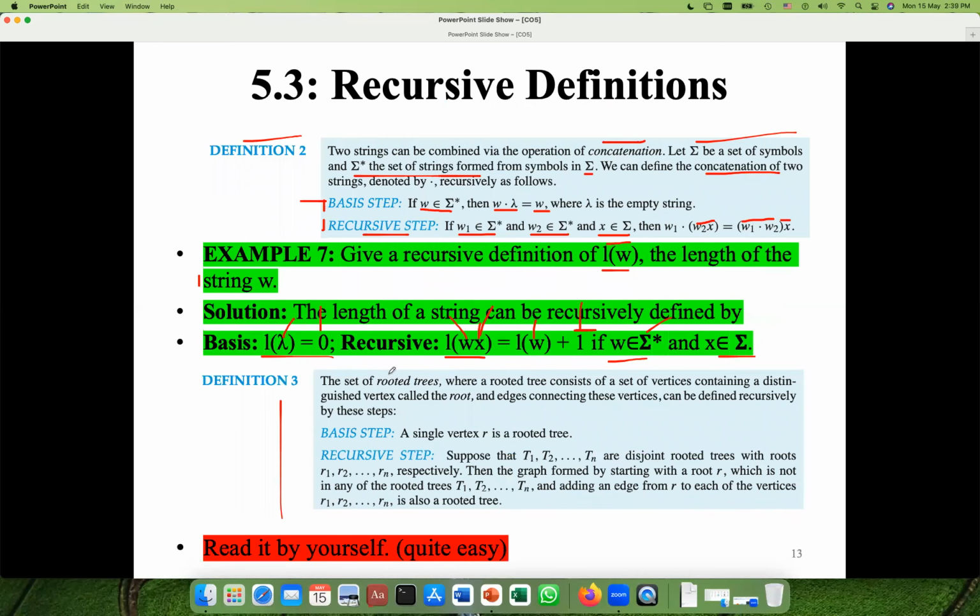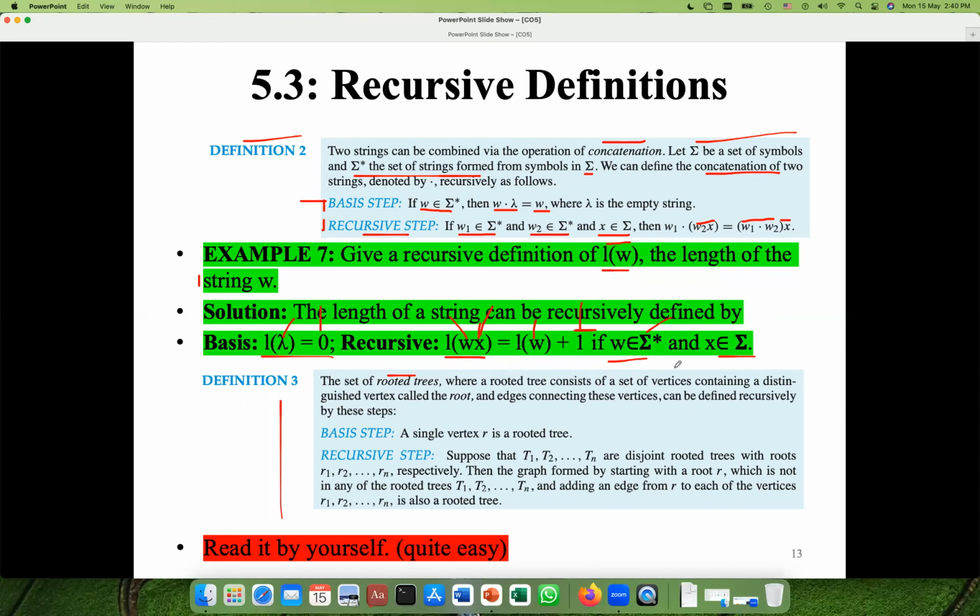And here is the definition for rooted tree. What is a rooted tree? A tree which has a root. A rooted tree consists of a set of vertices. If you have the tree, in the tree you will have the nodes, the vertices. You have seen the trees in other courses. One node means one vertex. Nodes, plural. So vertices is the plural.